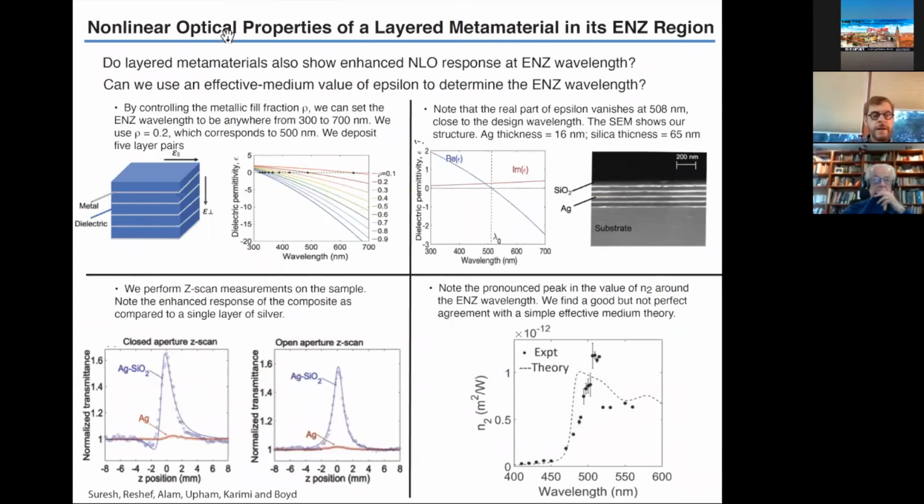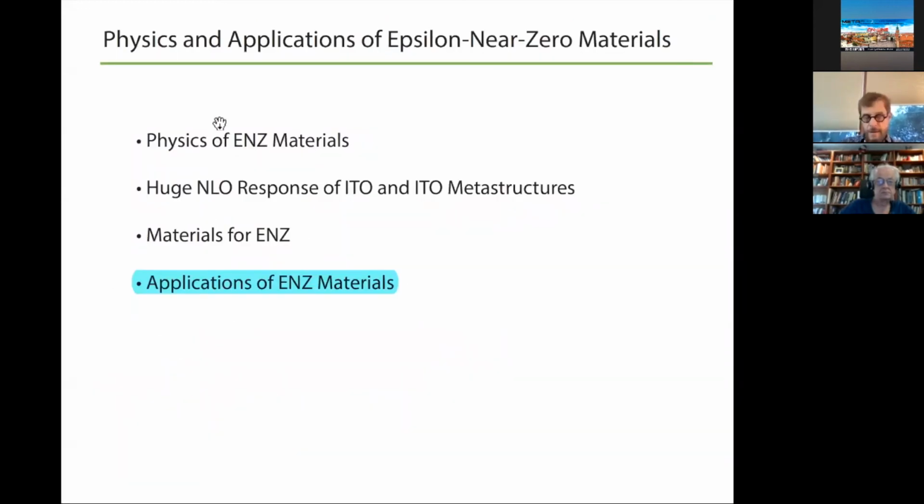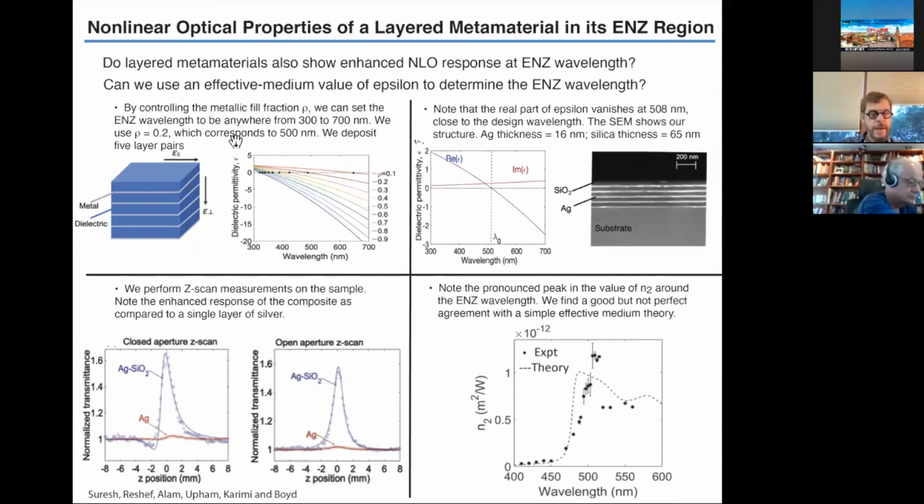We measured the nonlinear optical properties of a layered metamaterial in its ENZ region. The reason why this is important is that this is a metamaterial. So the question is, can we understand the resonances of a metamaterial in terms of the effective refractive index and the effective epsilon of its constituent components?